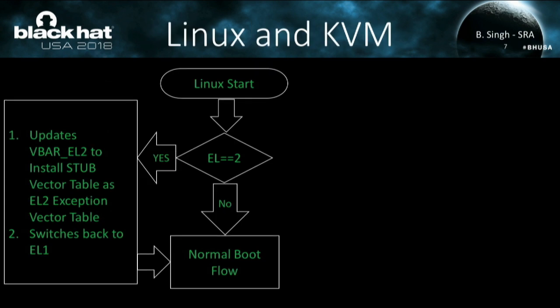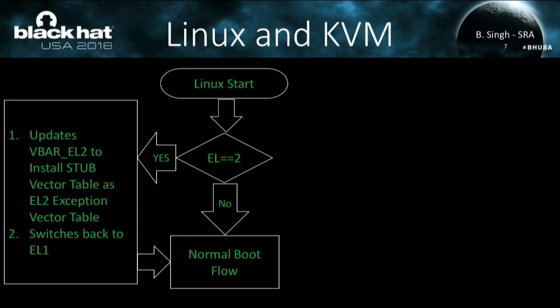In order to support KVM in Linux, Linux has to boot in EL2. One of the initial things Linux does when it starts to boot is check the current exception level value. If the exception level value is 2, then it knows that it is running in EL2, so it can access the VBAR_EL2 register, because the VBAR_EL2 register can't be accessed from EL1 directly.